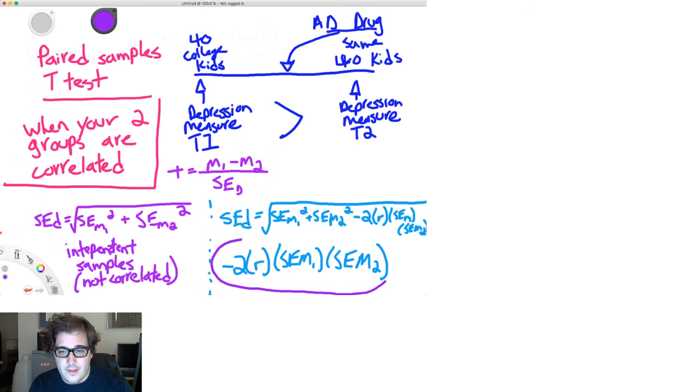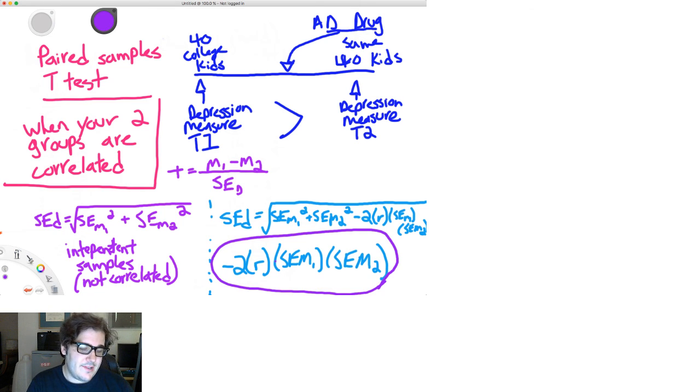Now, technically, this was always there. But if they're independent, if they're not correlated, R was always 0. And if R is 0, then this whole thing is 0, and so it's just this minus 0. So you could always use this equation for every t-test you do. But if they're completely independent, R is 0, so it doesn't really matter.